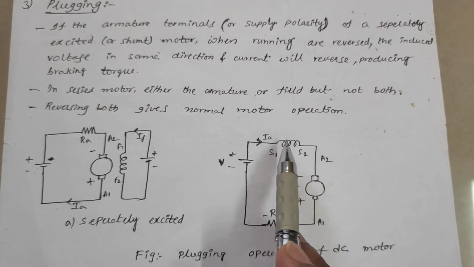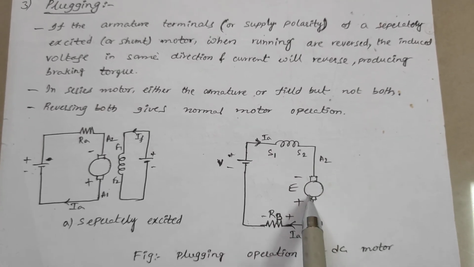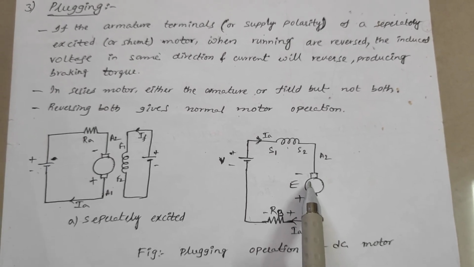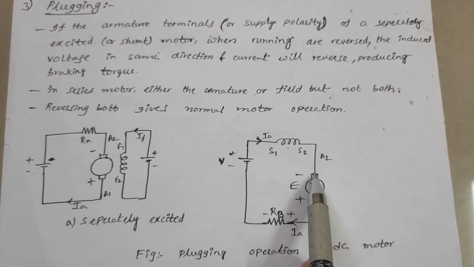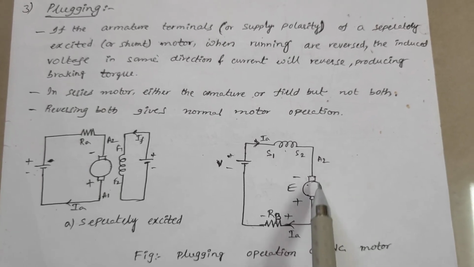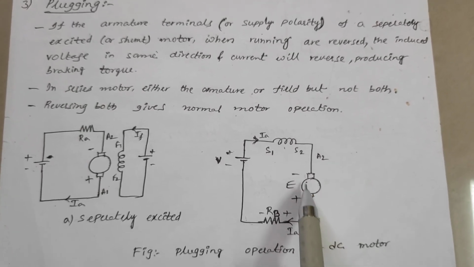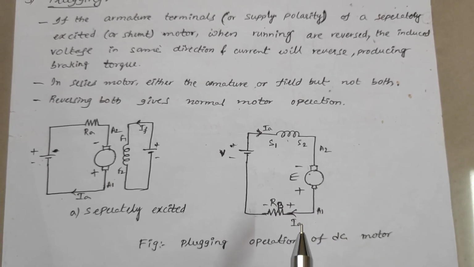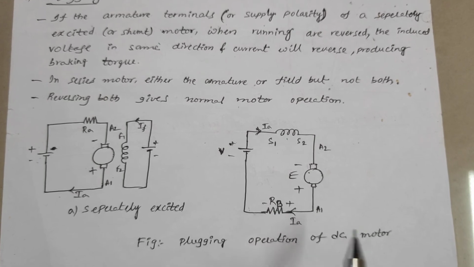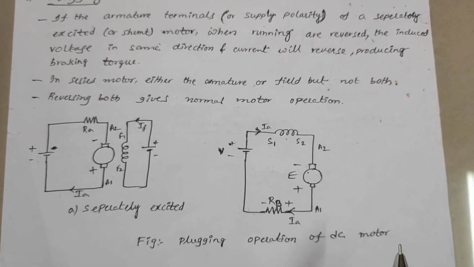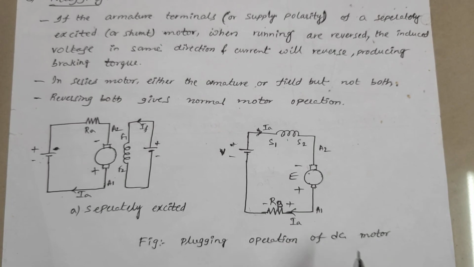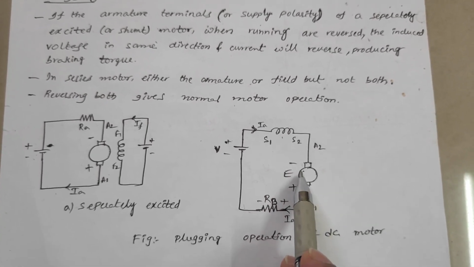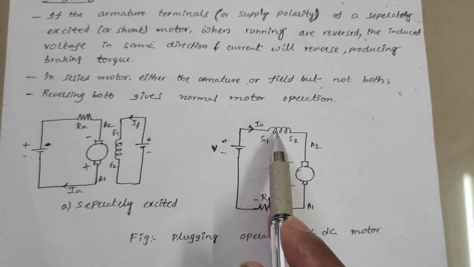So either you can reverse the field terminals or you can reverse the armature terminals, but not both. Generally, if you want to allow the current in the same direction, simply you can keep this armature at the rectifier terminals. A rectifier will give always uniform and direct current in the same direction. Always it will come out of the common cathode and enter into the common anode only. That means your current will always be in the same direction. Only you need to take care of these field terminals.